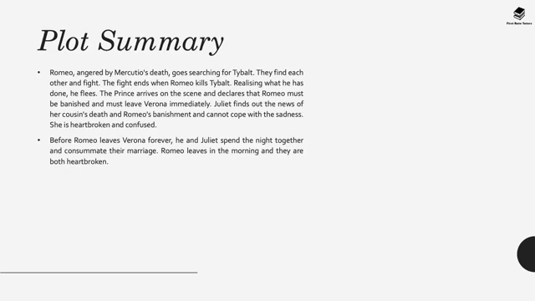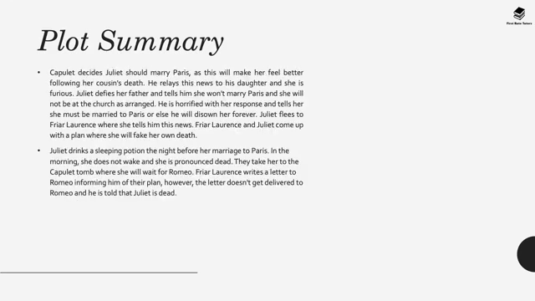The prince arrives on the scene and declares that Romeo must be banished and must leave Verona immediately. Juliet finds out the news of her cousin's death and Romeo's banishment and can't cope with the sadness. She's heartbroken and confused. Before Romeo leaves Verona forever, he and Juliet spend the night together and consummate the marriage. Romeo then leaves in the morning, and they're both heartbroken.